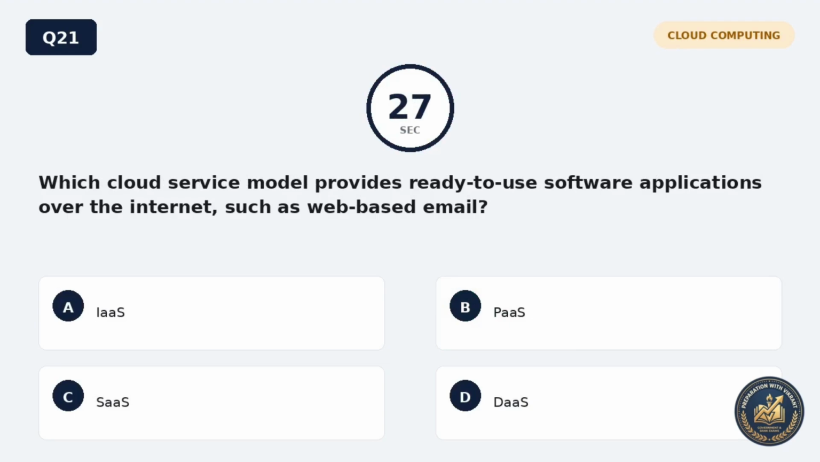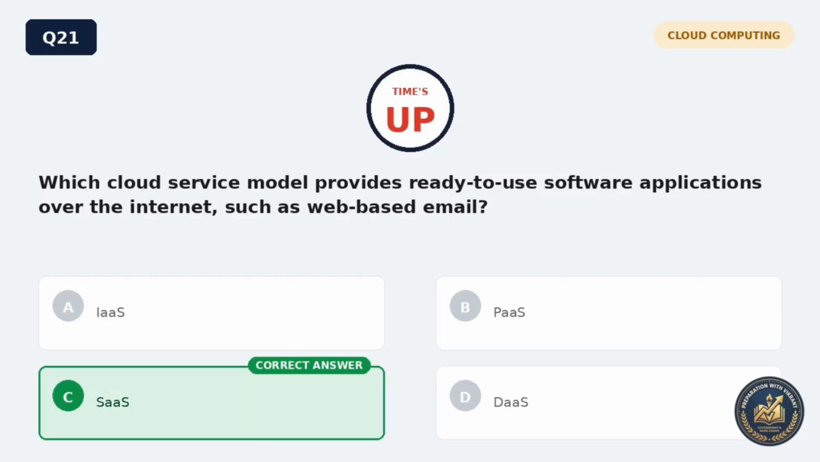Next question is, which cloud service model provides ready to use software applications over the internet such as web based email? Option A is IaaS, option B is PaaS, option C is SaaS, option D is DaaS. The right answer is option C, SaaS.